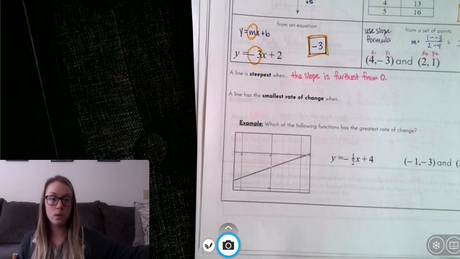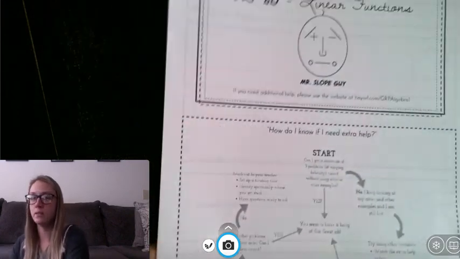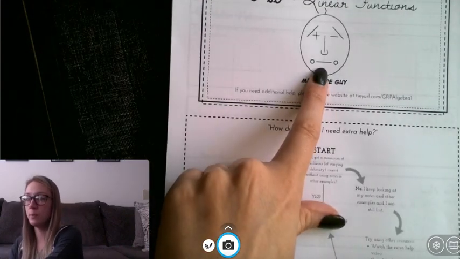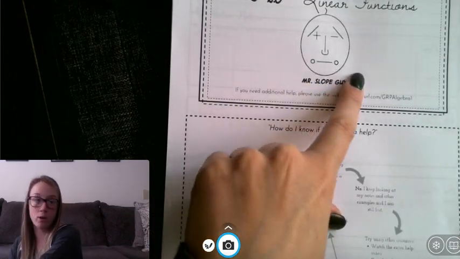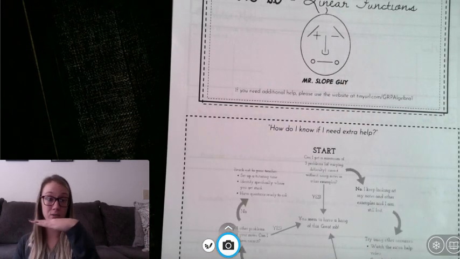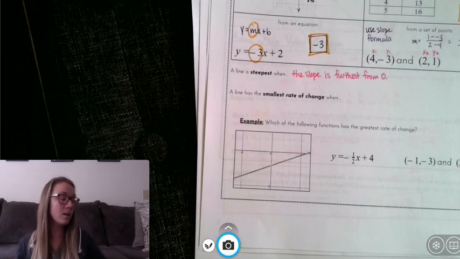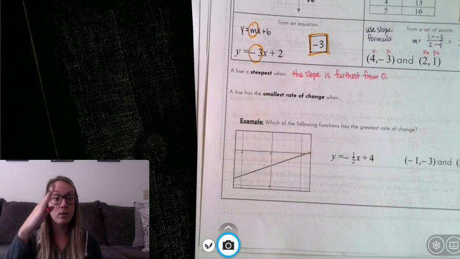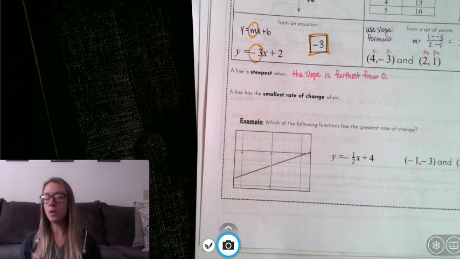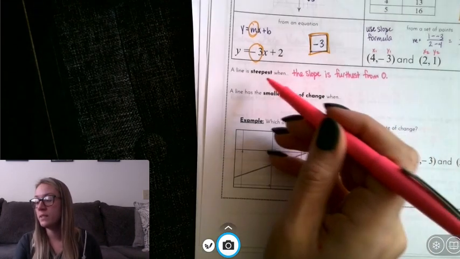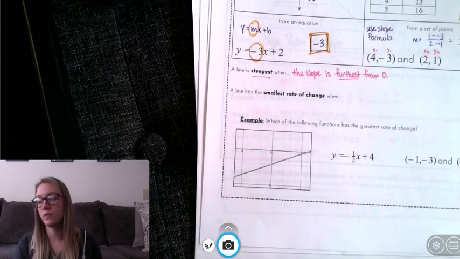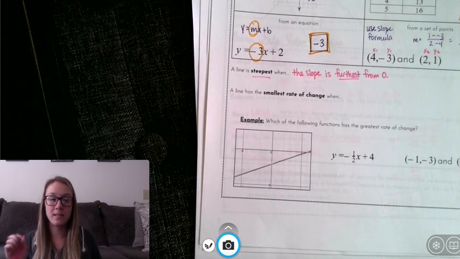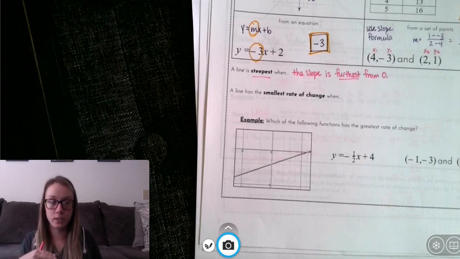So if you remember Mr. Slope Guy, so this guy right here, if we have a slope of 0, that is straight across. That is not a steep line. A straight horizontal line is not steep at all. So the further we get from 0, the more steep we get, which means the more angled our line is going to be. And so if we want the steepest, then it's the furthest from 0. If we want something that is least steep, we want it closer to 0.